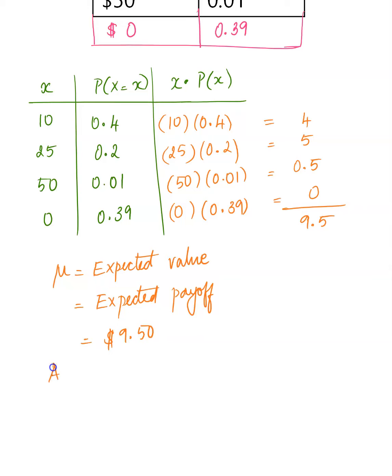A person can expect to win $9.50 on average. Remember, on average. So they must play over and over again in the long term. In the long term, they can earn this amount playing the bingo game.